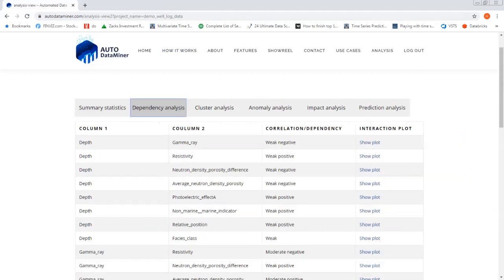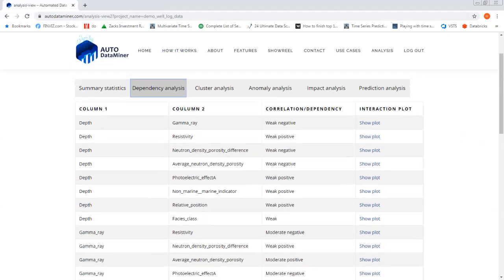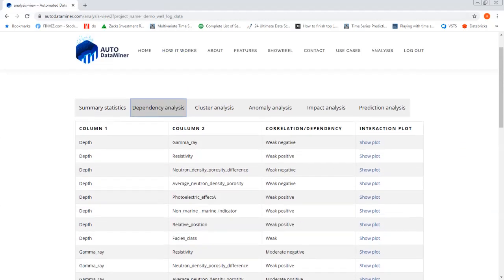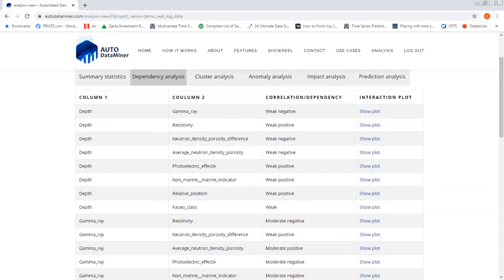The second analysis is called dependency analysis. Here we create every pairwise combination between every 2 columns and see what the interaction between them is. Is there any correlation? Is there any dependency? Is the correlation positive or negative, weak or strong? We provide all those kinds of insights about your data.